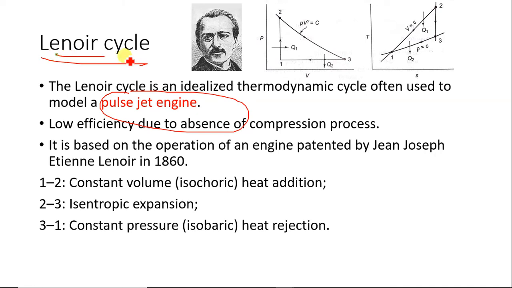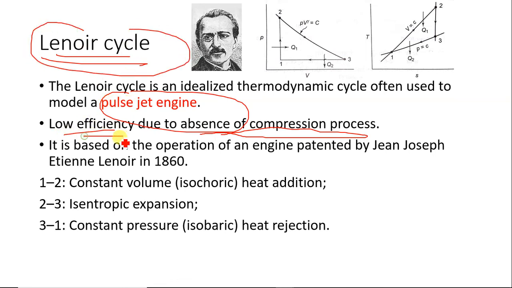Now for the Lenoir cycle, if you see the rest of the cycles, they are made up of 4 processes, but the Lenoir cycle is made up of 3 processes. So here one process is absent. Which one is absent? The compression process is absent, and because of that the Lenoir cycle has low efficiency. This cycle is based on the operation of the engine patented by Jean-Joseph Lenoir in 1860.